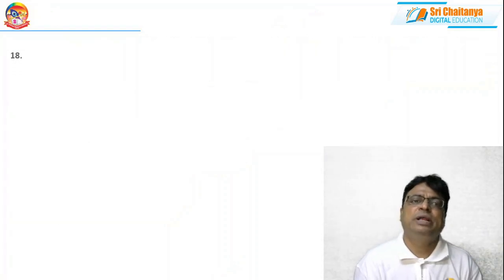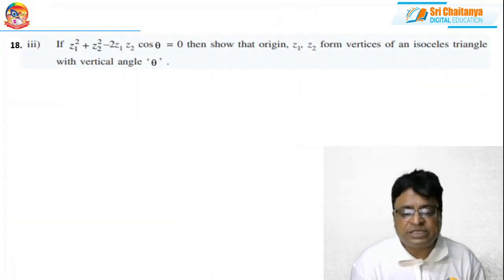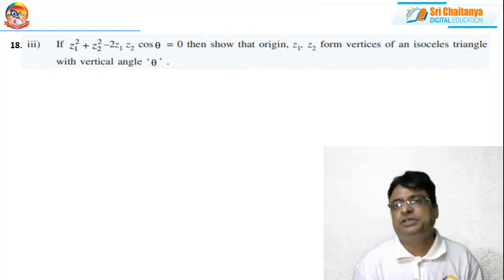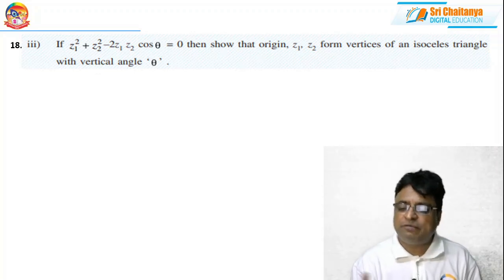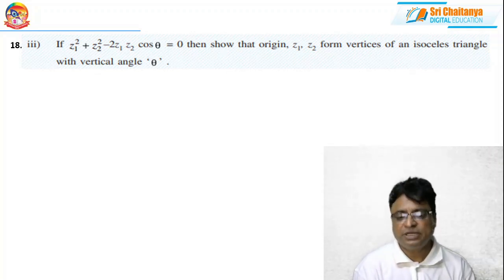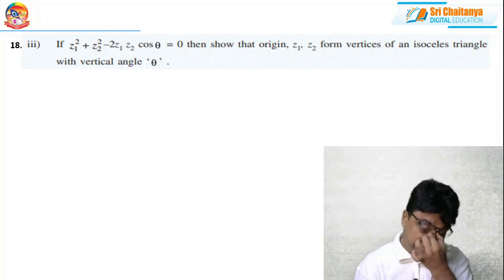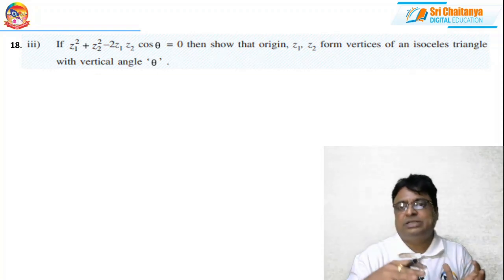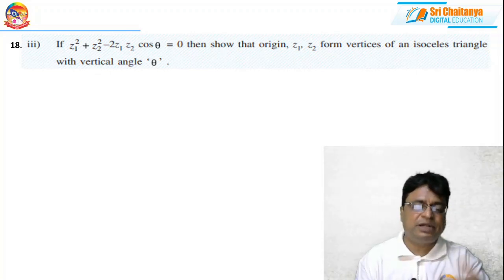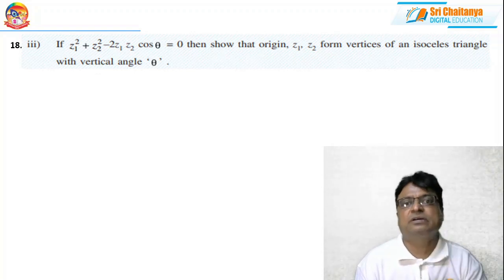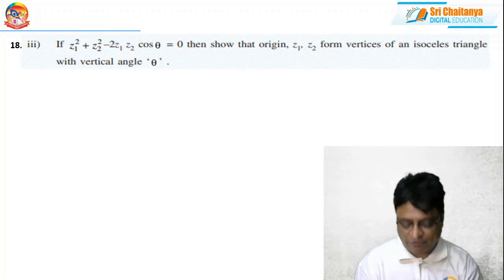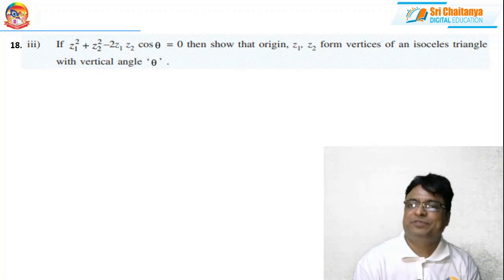Okay. Now coming to the third problem. Read the statement properly. Z1 square plus Z2 square minus 2 Z1 Z2 cos theta equal to 0 is given. Then show that origin, Z1, Z2 form vertices of an isosceles triangle with vertical angle theta. Suppose origin, Z1, Z2 are vertices of an isosceles triangle with vertical angle theta given for me, then getting that relation in terms of cos theta is very easy. But here the converse is given.